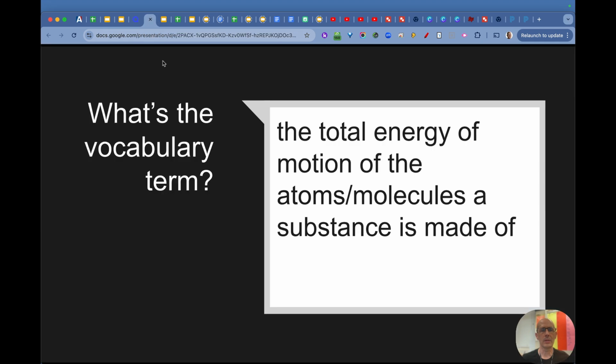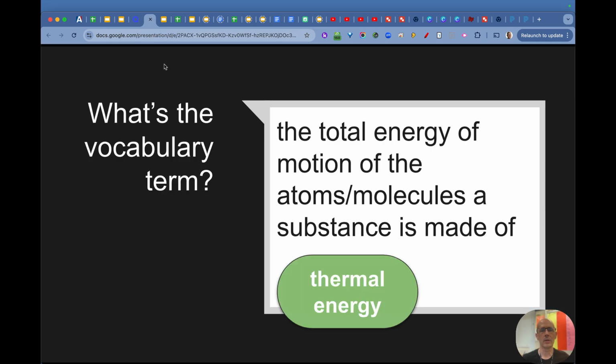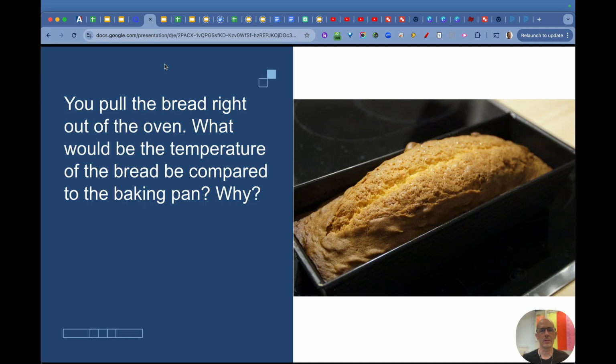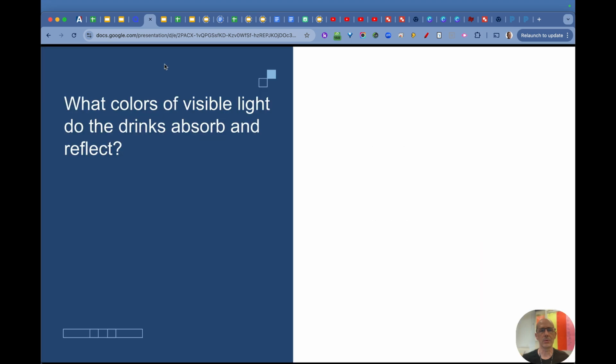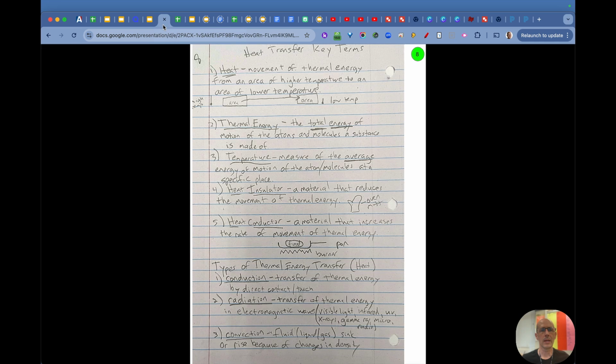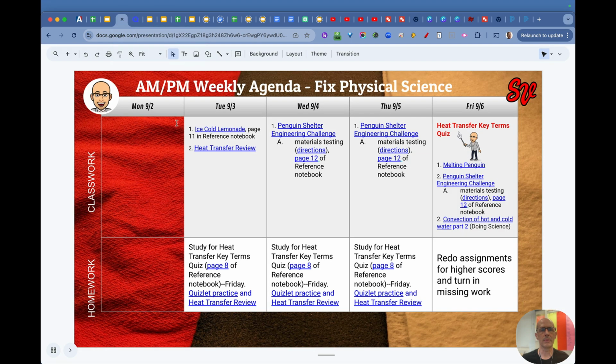Then they can use the Google Slides review. We did this in class on Tuesday, and then they can do it on their own. It has the questions and then provides answers for each of the questions. And again, the key terms are on page 8 of the reference notebook. So that was the homework for this week.